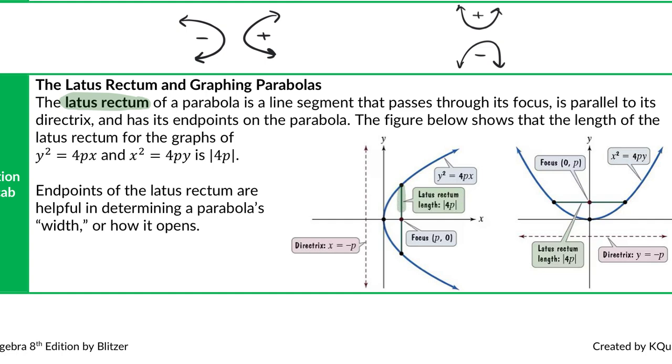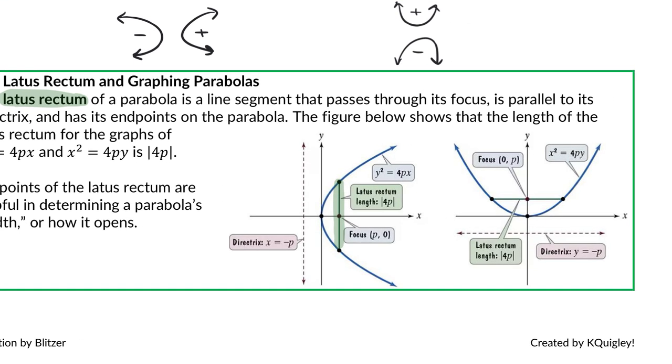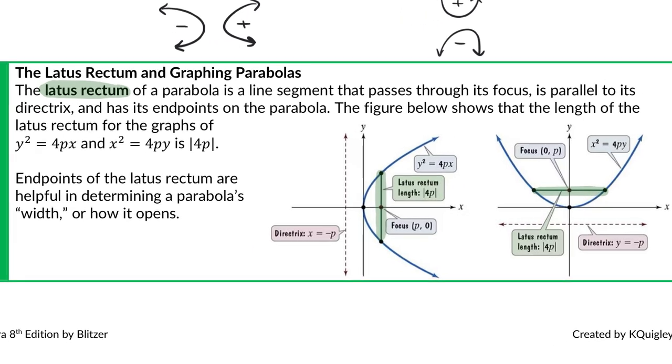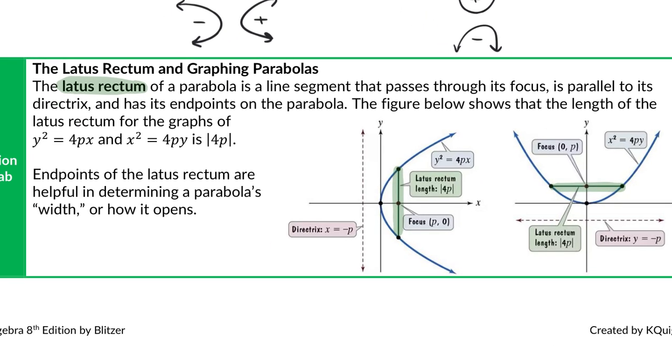If we're looking at this picture right here, here is the first latus rectum and here's the second. This is really helpful for figuring out how wide, air quotes, wide our parabola is, because it will give us additional points along our curve to play connect the dots with. The formula for either a vertical or a horizontal parabola for the latus rectum is the absolute value of 4p. Endpoints of the latus rectum are helpful in determining the parabola's width or how wide it should open.